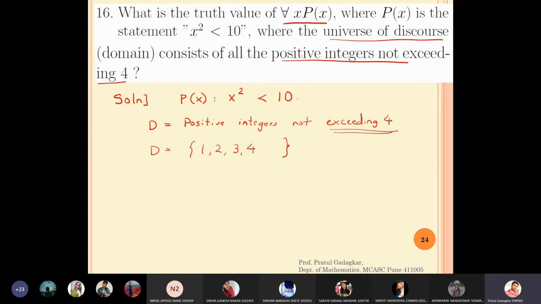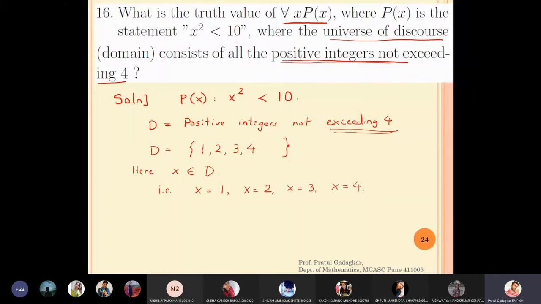So x belongs to this D, right? This is our domain. Here x belongs to D, which means x can be 1, x can be 2, x can be 3, and x can be 4.